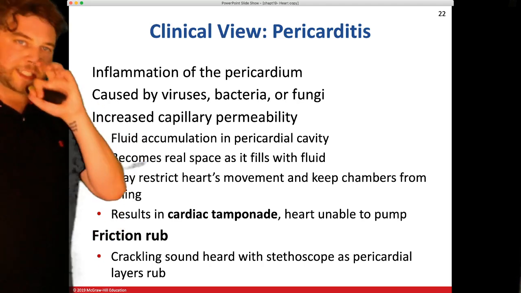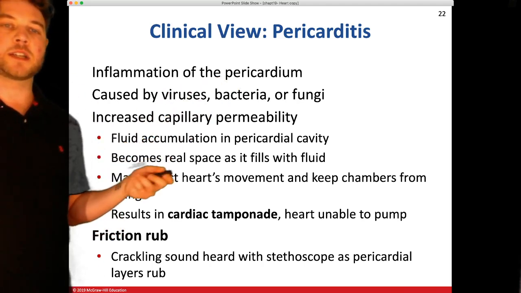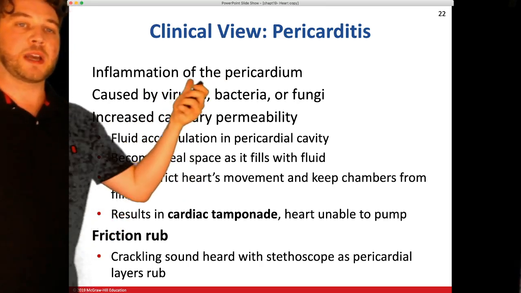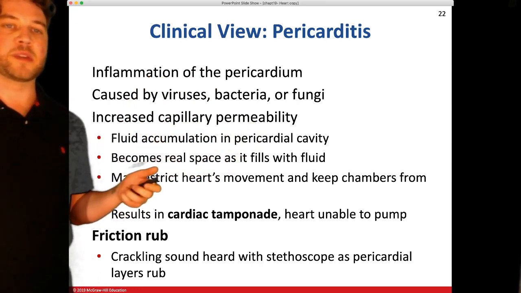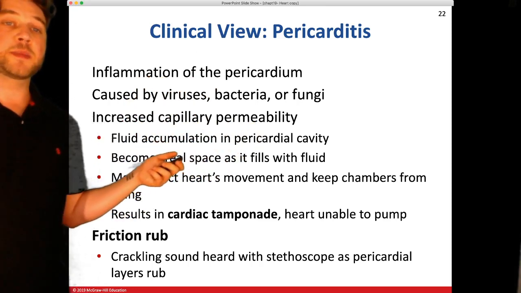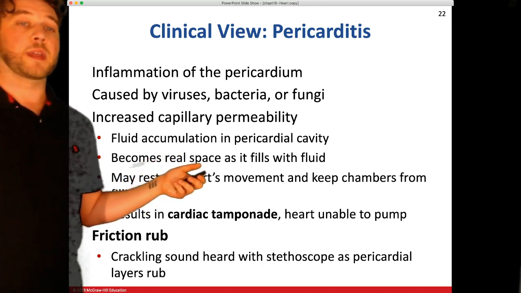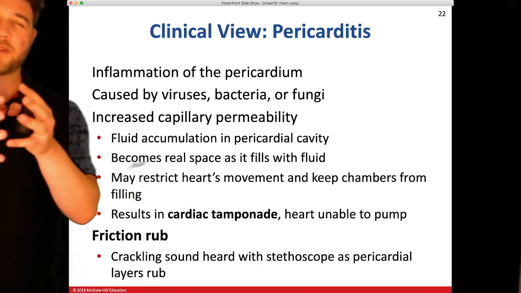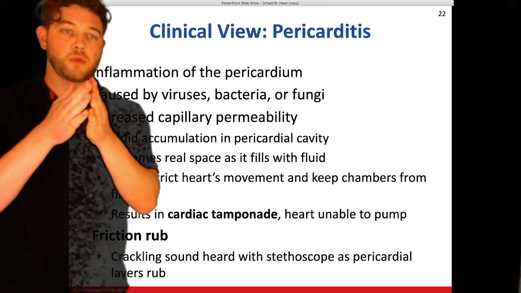Okay, pericarditis. So that is inflammation of the pericardium caused by viruses, bacteria, fungi. You have increased capillary permeability. Whenever you see inflammation, you should think increased capillary permeability. Ultimately, you have fluid accumulation in the pericardial sac. That becomes eventually a real space. Before it's just kind of a potential space. It's there, but it's not really that large.